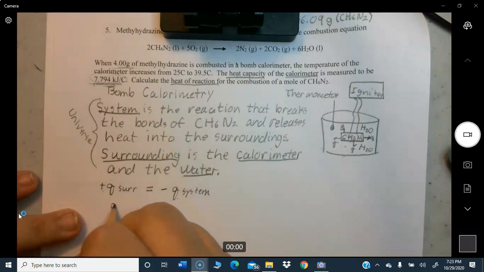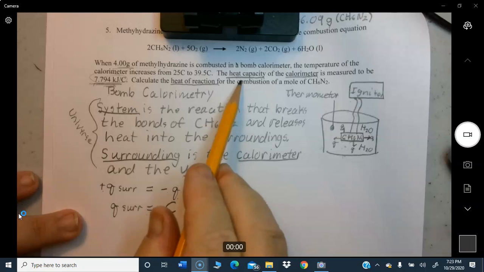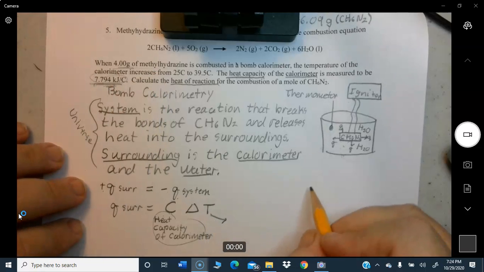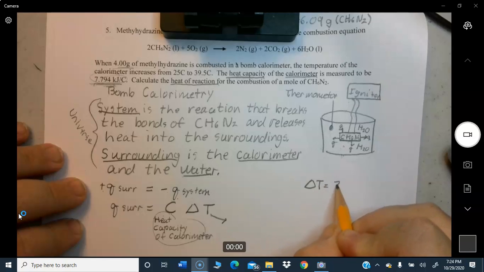So let's go ahead and write the formula. Okay, there's the formula for bomb calorimetry. Notice it's a little bit different. You don't see the mass. That's because this is the heat capacity of the calorimeter, and we just said it already takes into account the mass of this object and the water. Okay, so that's this. This is the delta T. So we'll come over here, delta T equals 39.5.